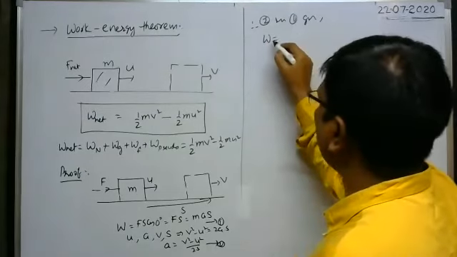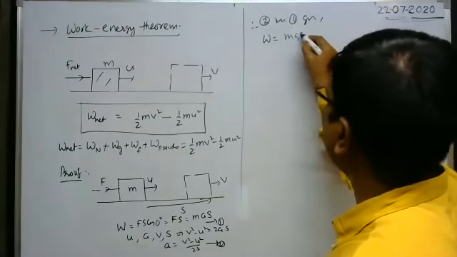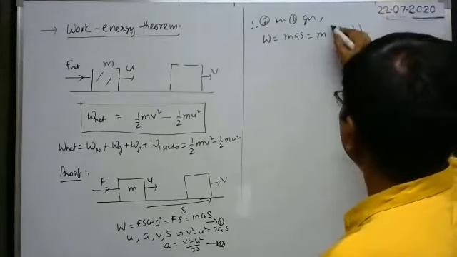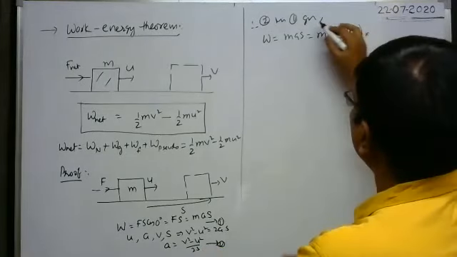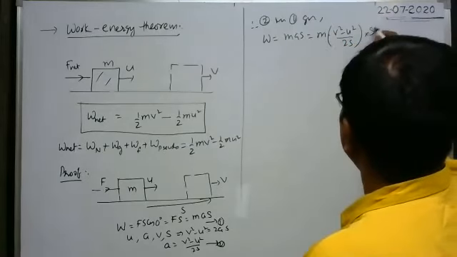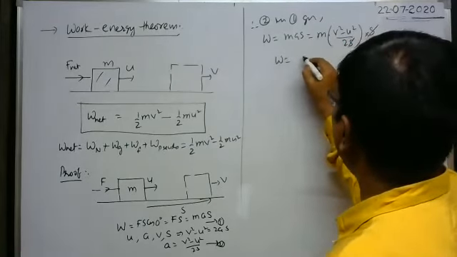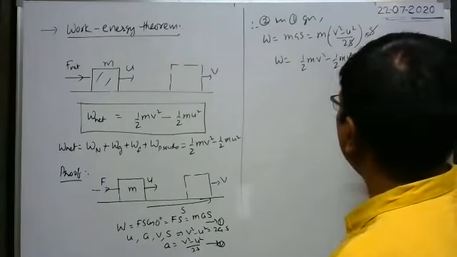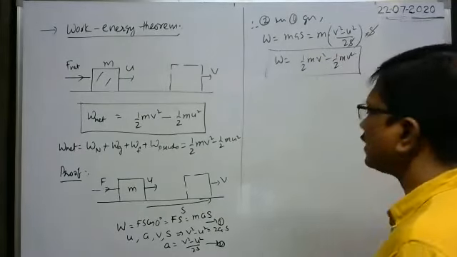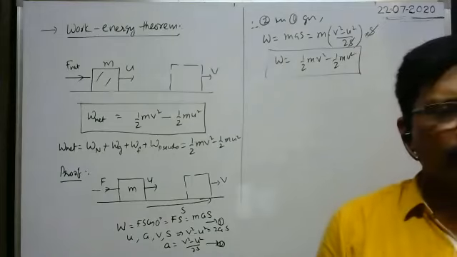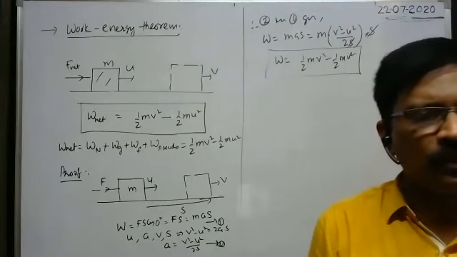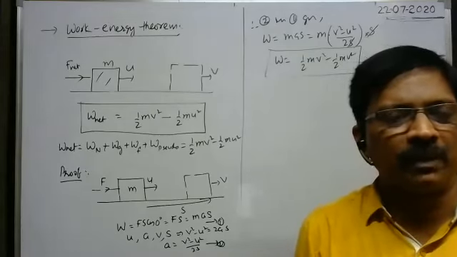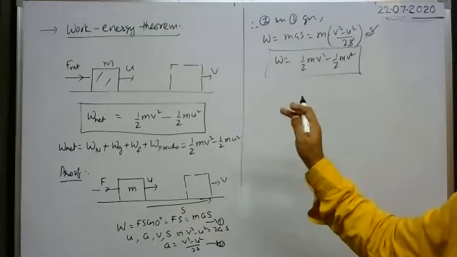Net work done is equal to m into a into s. M into a means m into (v square minus u square) by 2s, into s. The s's cancel. Therefore, work done is equal to half m v square minus half m u square. So the net work done by all the forces on a body is equal to the change in kinetic energy of the body.